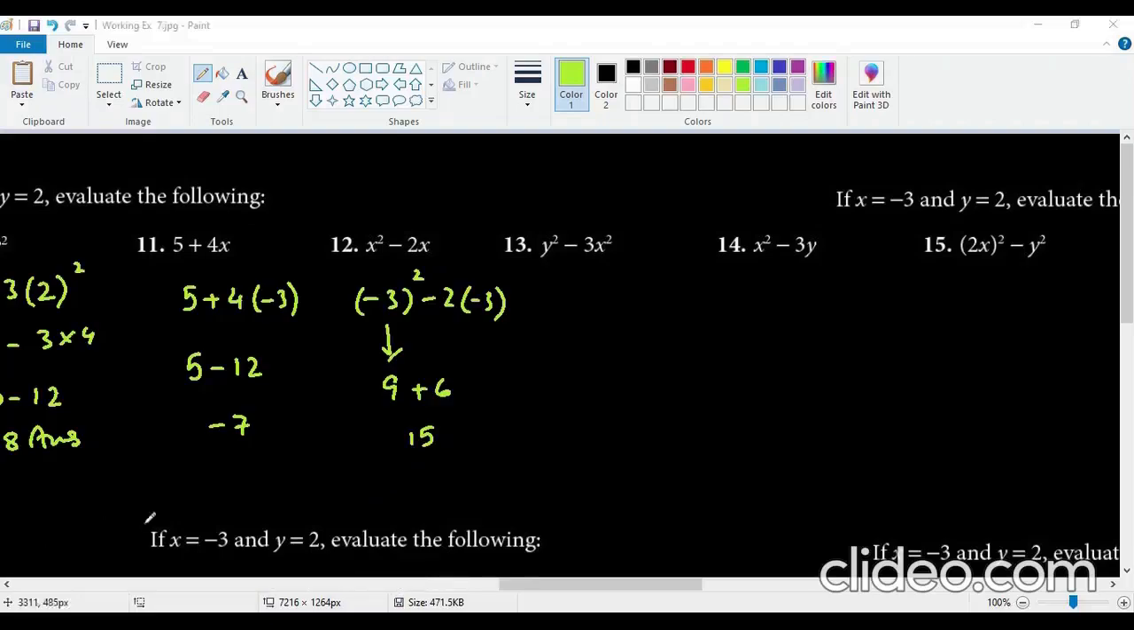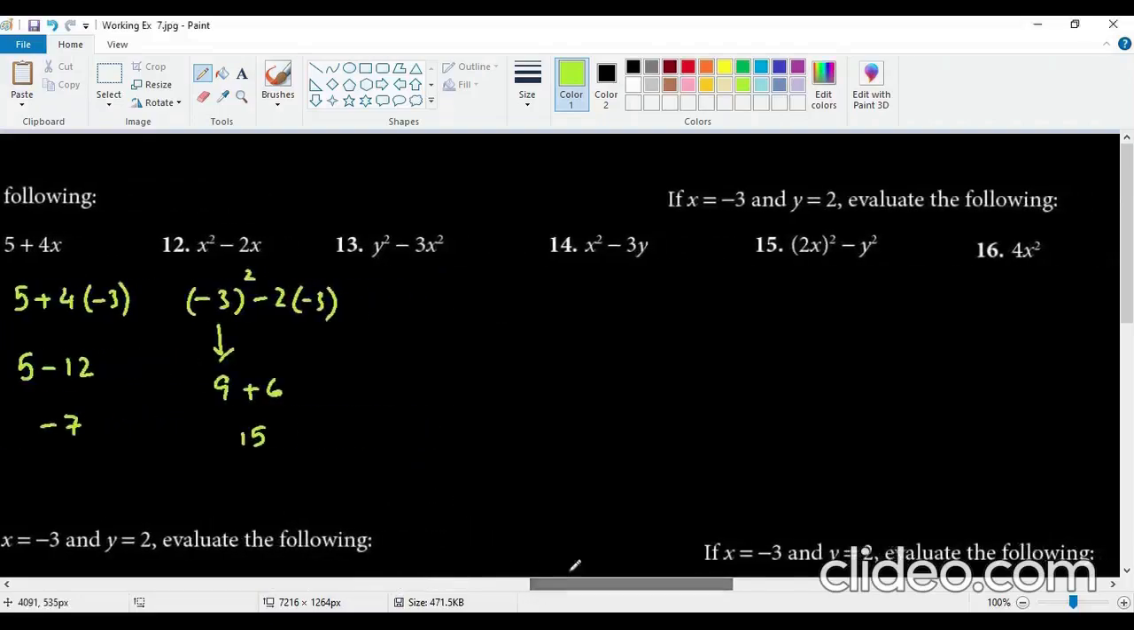Next comes question number 13. Let me tell you, there are 45 questions in this. Now, for question number 13, y² means 2 squared, and -3 times x, where x is -3, means -3 times (-3)². So this is going to give you 4, and -3 times +9, which is -27. So 27 minus 4 is going to give you -23 as an answer.